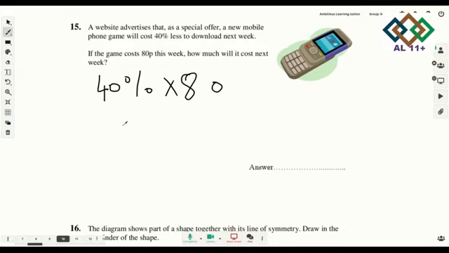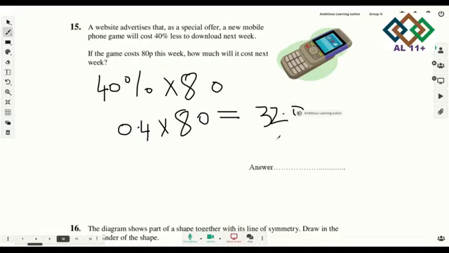So instead of 40%, you can write it down as 0.4 multiplied by 80. When you multiply 0.4 by 80, you would get 32. But that's not your answer. This is one part of the answer you got.